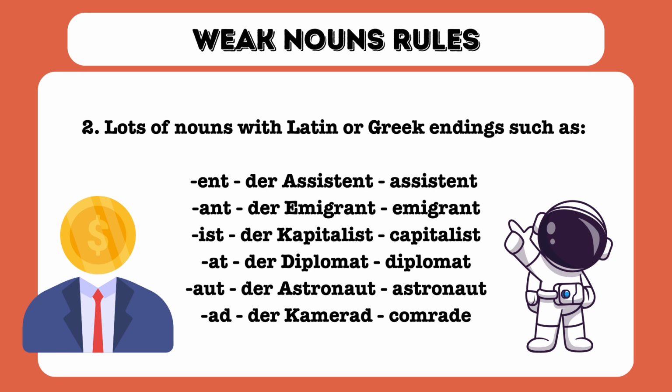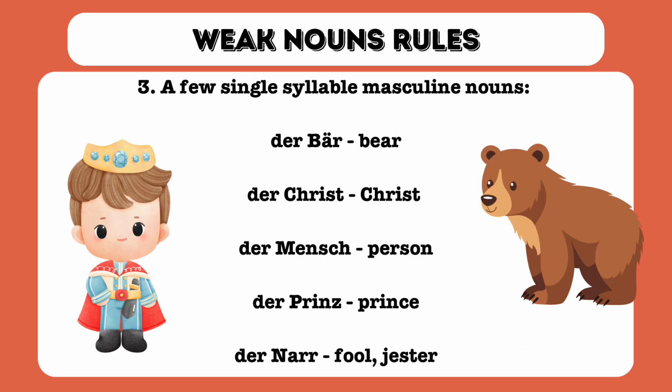Things that end in at, such as Diplomat. Diplomaten would be the accusative form. Things that end in aut, such as Astronaut, which would of course be Astronauten in the accusative. And words that end in ad, which includes things such as Kamerad, which would then of course change to Kameraden. There are a few single-syllable masculine nouns that also fall into this category, and that's where we end up with things like Bär, den Bären, Christ, den Christen, Mensch, den Menschen, Prinz, den Prinzen, Narr, den Narren.